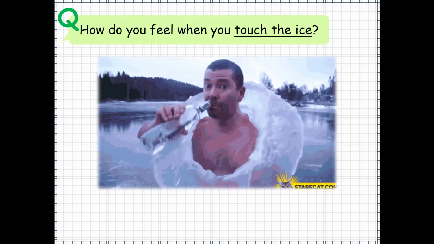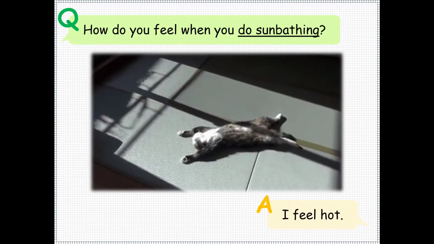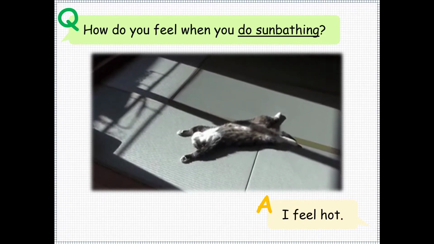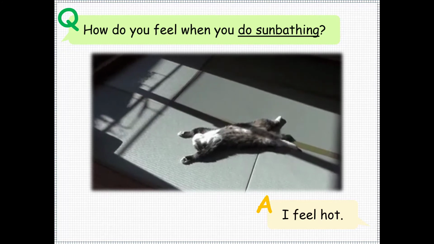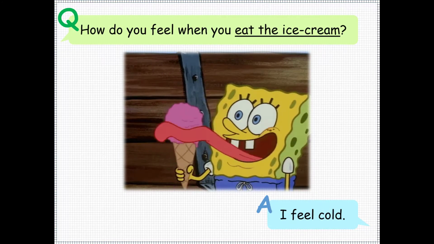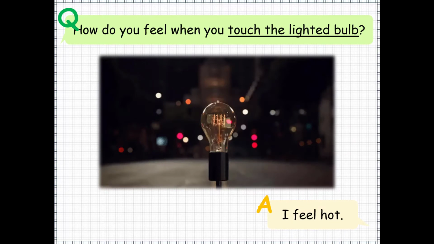Next one, sit in. How do you feel when you touch the ice? Cold. How do you feel when you do sunbathing? This one is the sunlight, right? You feel hot. This one. How do you feel when you eat the ice cream? Feel cold. How do you feel when you touch the light bulb? You feel hot.